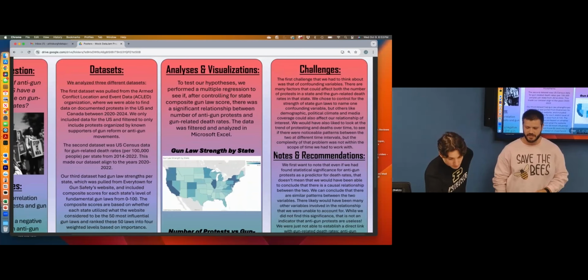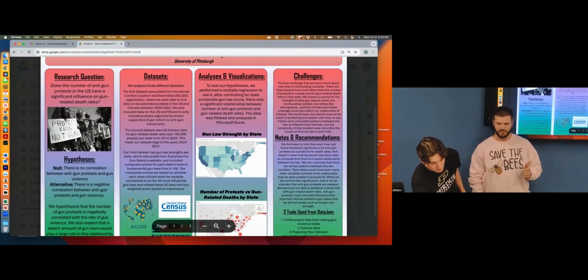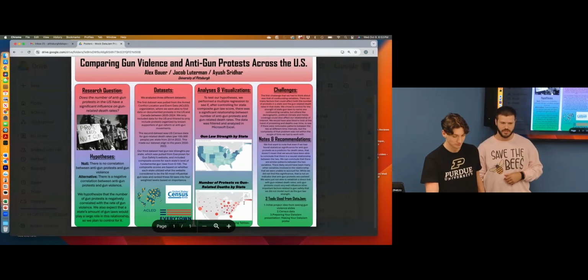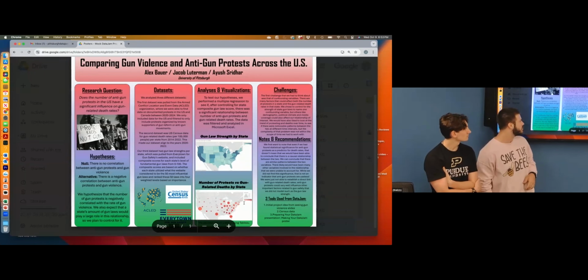I just want to say really fast, the analysis that we did run, we ran a multiple regression where we used anti-gun protests as a predictor to try and predict deaths by state, and then we controlled for gun law strength by state.